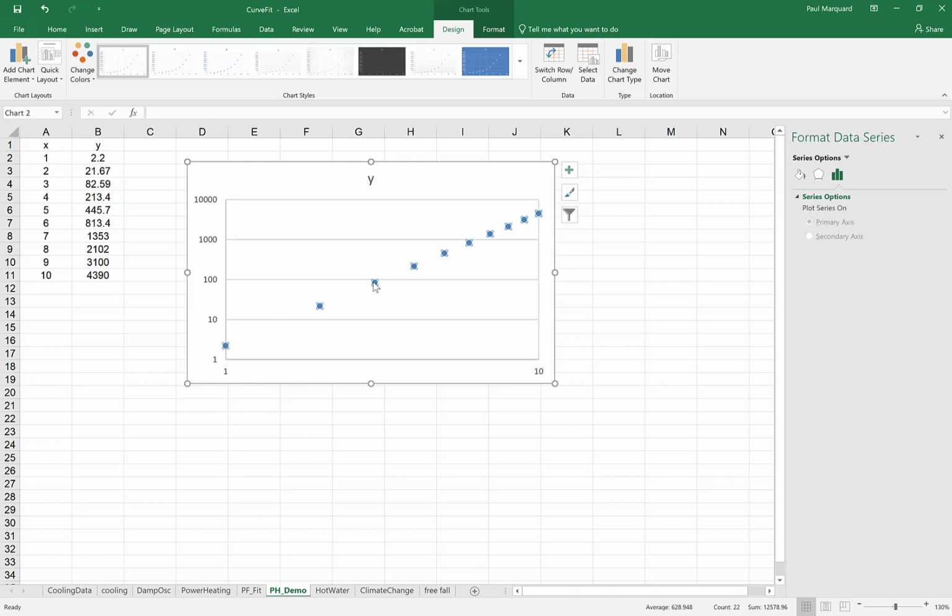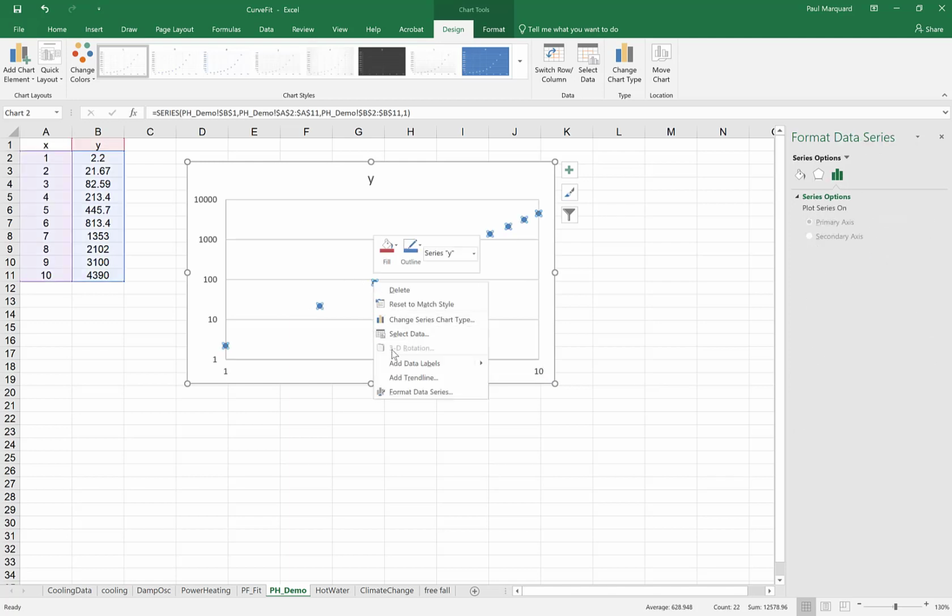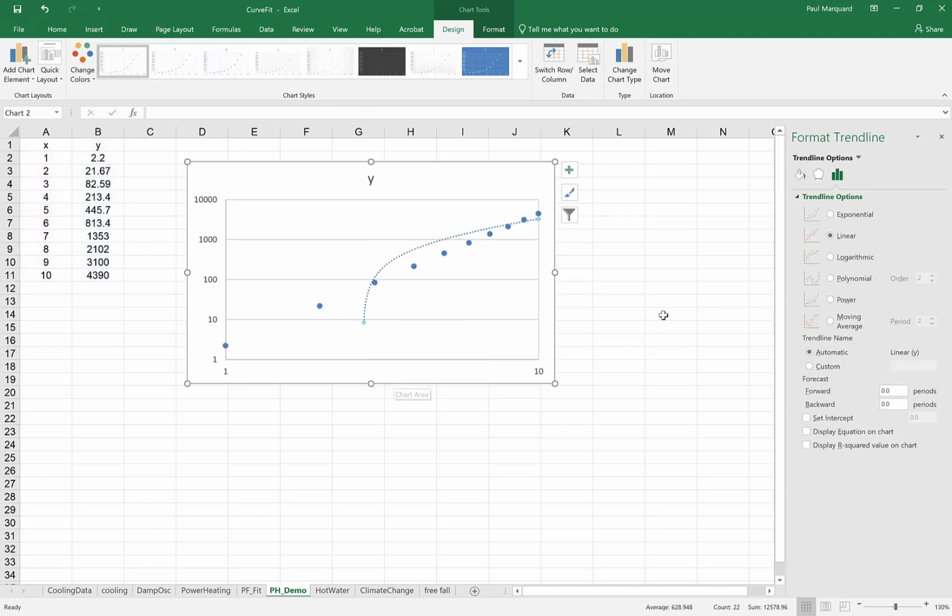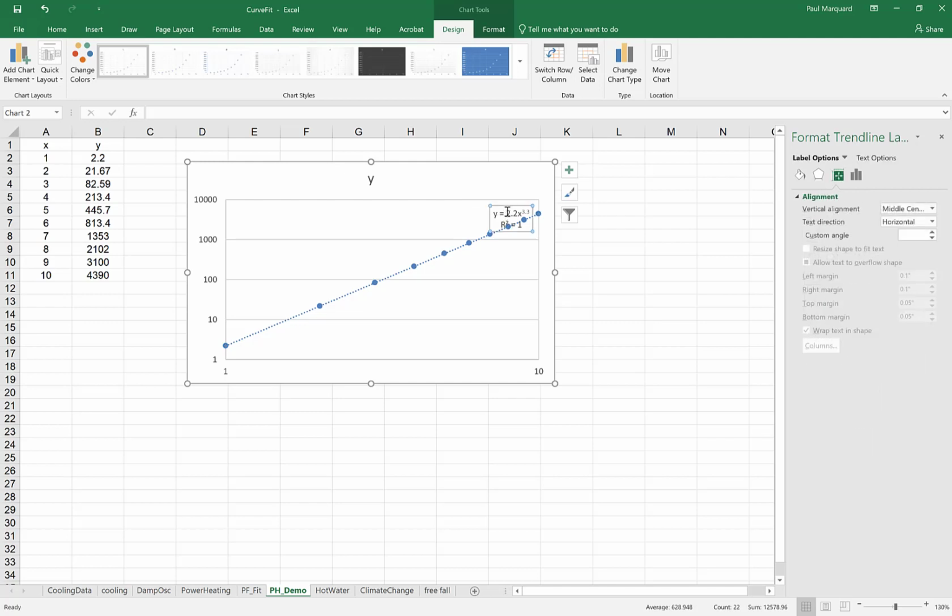And if I click on the data itself and then right click, I can add a trend line. And because it's a straight line in the log-log situation, I know it's a power fit. And so I click on power, and you can see the dashed line is fitting through that data very well. So I'll display the equation and the r-squared value on the chart.